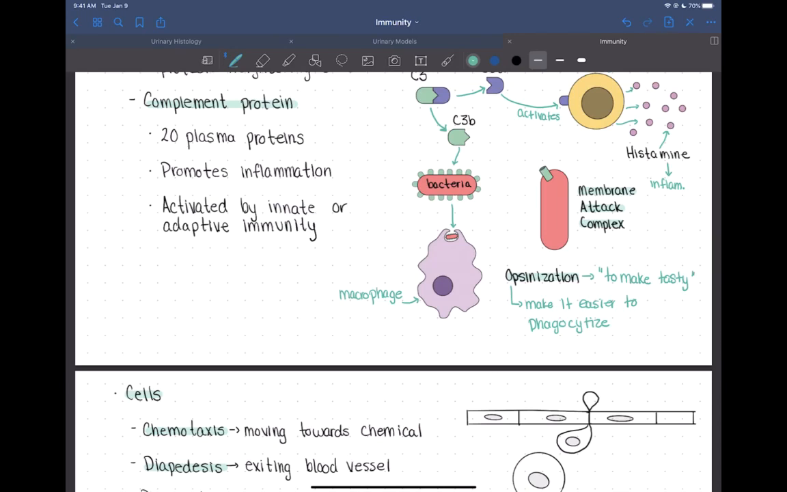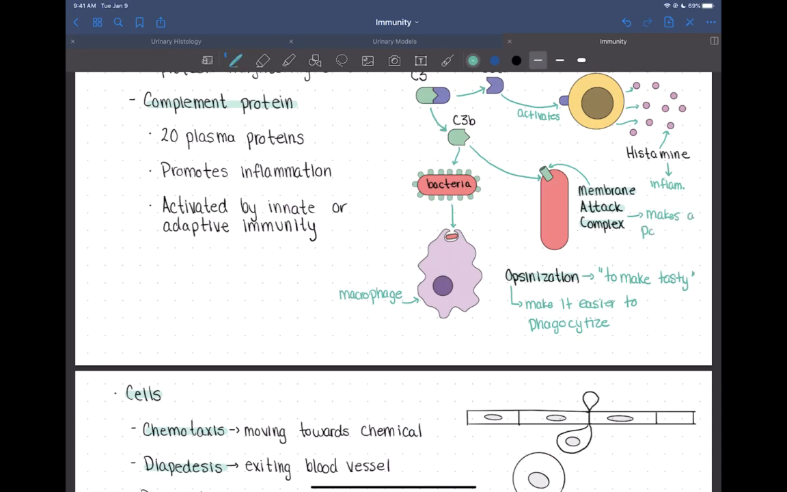And another thing that C3b can do is, along with other proteins, it can form this structure called a membrane attack complex. All right, and so that's what that is, right? And so basically what it does is that membrane attack complex makes a pore, right? That's why that looks kind of like a tube. All right, it's going to make a pore in a cell.